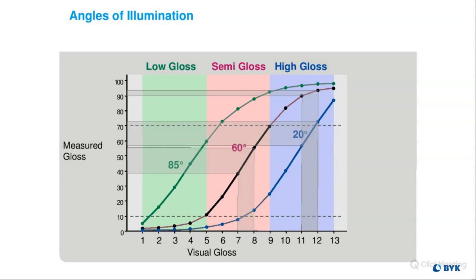And then on the high end of gloss, we have 20 degrees. And we see that both 85 and 60 kind of round off towards the top. And so we're not getting as much resolution out of them at those higher values. And so we see that the 20-degree angle starts to outperform both the 60 and 85 at those very high gloss levels.